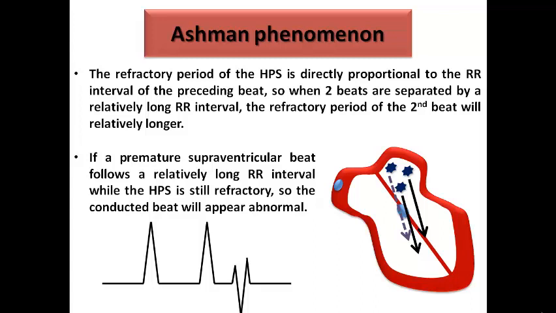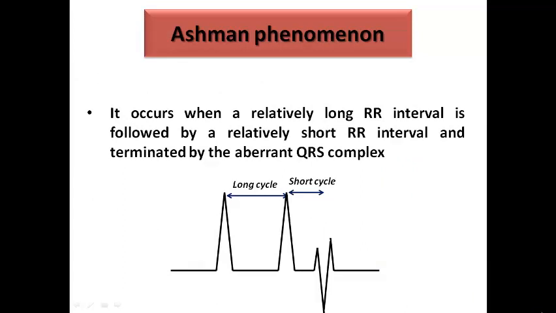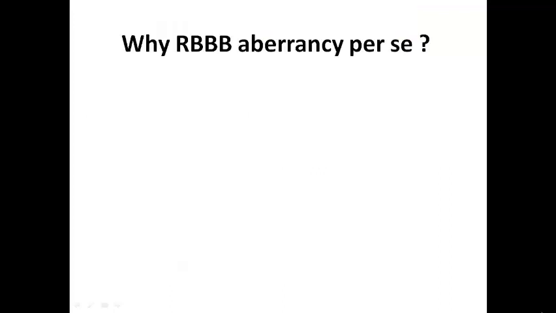So the problem is not just a very high heart rate. No, in the Ashman phenomenon, the problem is a long cycle followed by a short cycle leading to this aberrant beat. So Ashman phenomenon occurs when there is a relatively long RR interval followed by a relatively short RR interval, so it would be terminated by an aberrant QRS complex, as we can see here. So now we understand why aberrancy occurs.